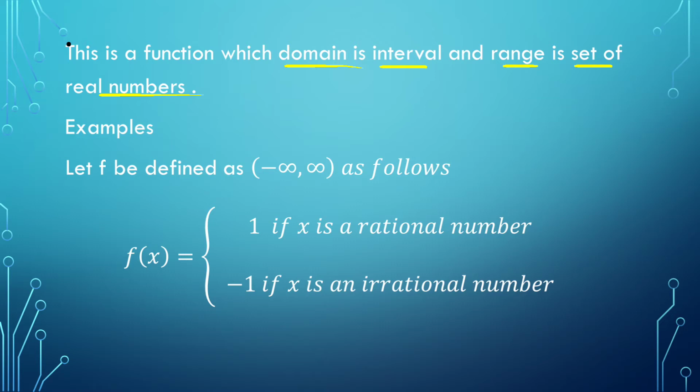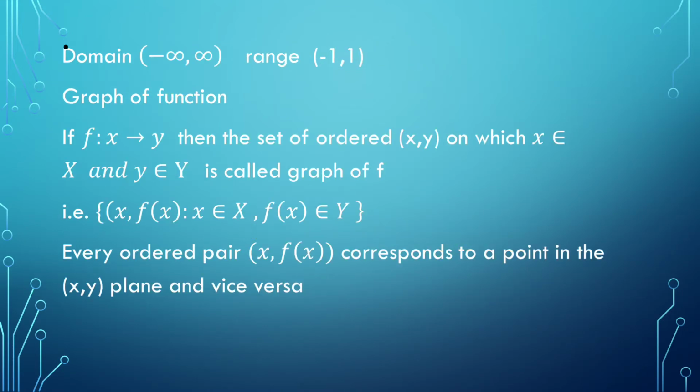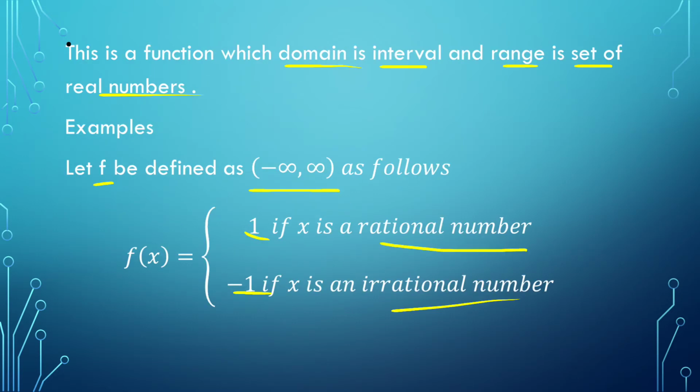For example, if we let f be defined as follows: f of x equals 1 if x is a rational number, and f of x equals -1 if x is an irrational number. If you look clearly at this example here, you'll find that the domain is this, and the range is this. So we have a domain which is an interval, as you can see, and a range which is a set of real numbers, and therefore this kind of function is what we call a real valued function.